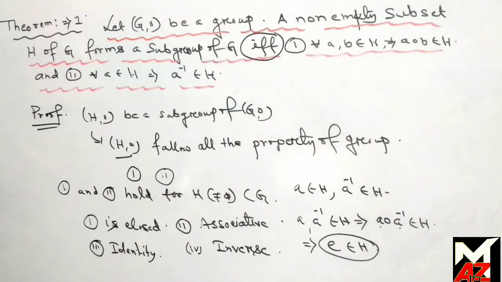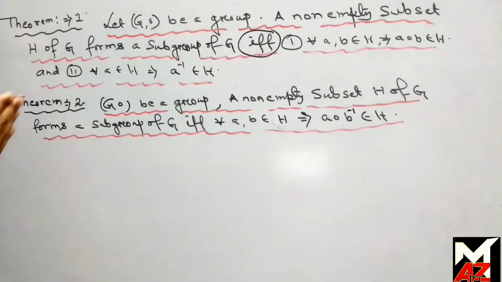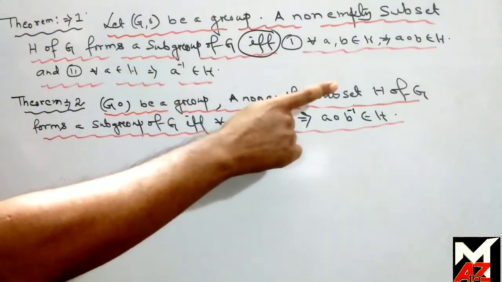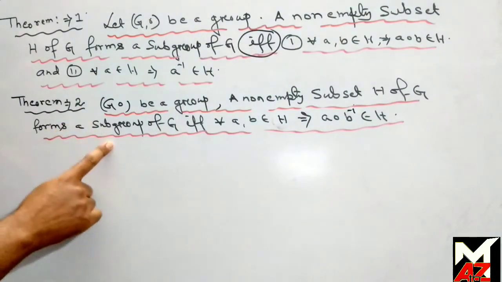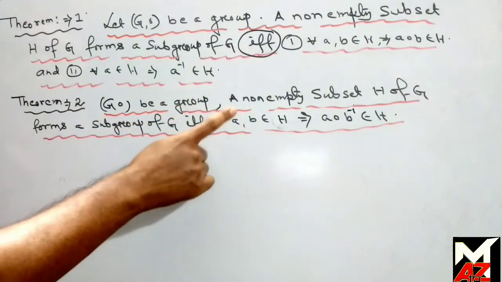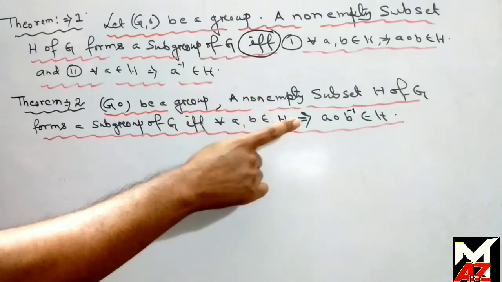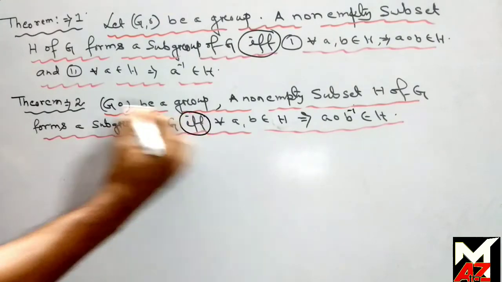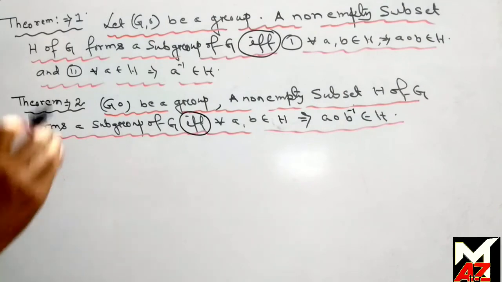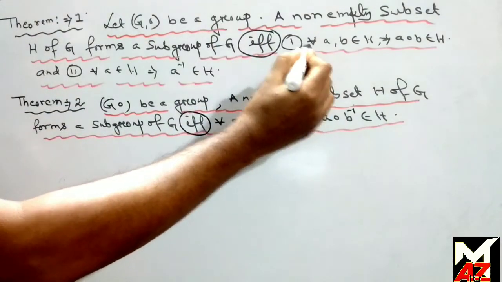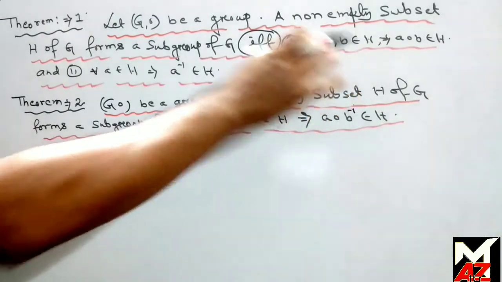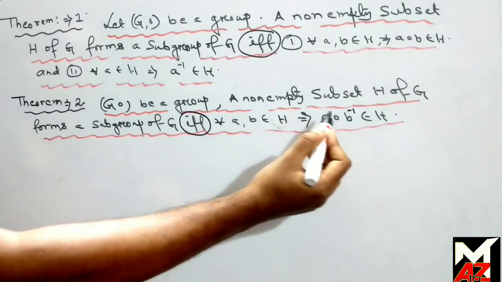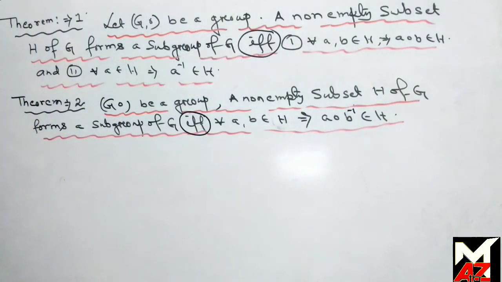Now we go to the second theorem, theorem 2. Let (G, ∘) be a group. A non-empty subset H of G forms a subgroup of G if and only if for all a, b belongs to H implies a ∘ b inverse belongs to H. Here is also an if and only if theorem, and here the 2 properties of the first theorem, the closure property and the inverse property, are in compact form. a, b belongs to H implies a ∘ b inverse belongs to H.